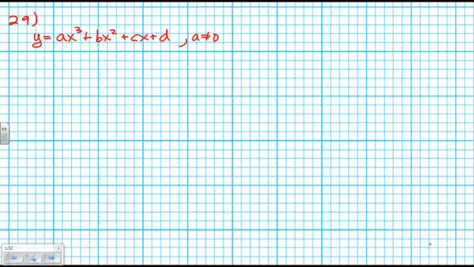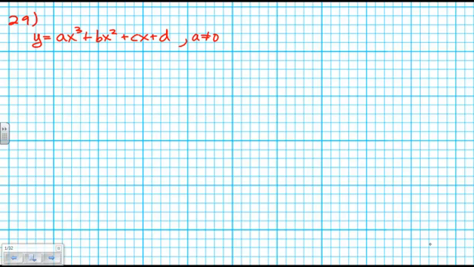So in problem number 29, we're asked to show that this cubic function has either no local extrema or two local extrema. The methodology that we use to find local extrema are taking derivatives, setting them equal to 0.